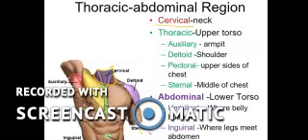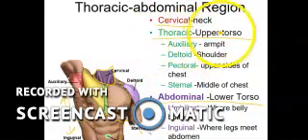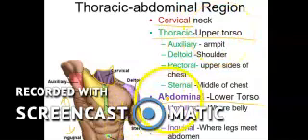Now, the actual thoracic cavity, let's draw an imaginary line right there. That imaginary line is the diaphragm. Everything above the diaphragm is your thoracic cavity. Everything below the diaphragm is your abdominal cavity. Now, there's regions upon subregions. We're going to look at 4 subregions of the thoracic cavity and 3 subregions of the abdominal cavity.